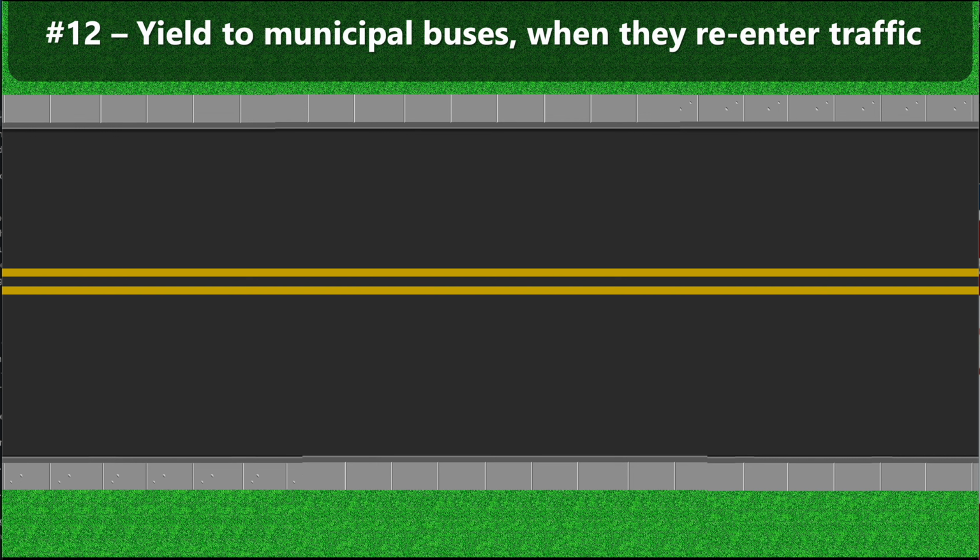So if they're re-entering, they even have a little yield sticker on the back of them just to remind you. It's not very comprehensive, but if the bus is signaling to the left and wanting to get back on the road, the applicant does have to yield to that bus. If they don't, he'll score a right-of-way violation. I've seen this before.